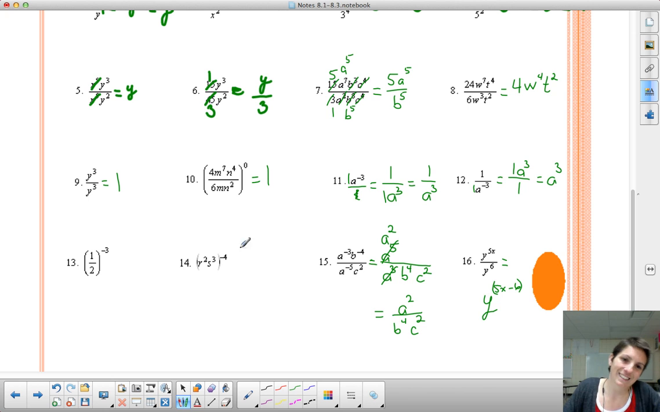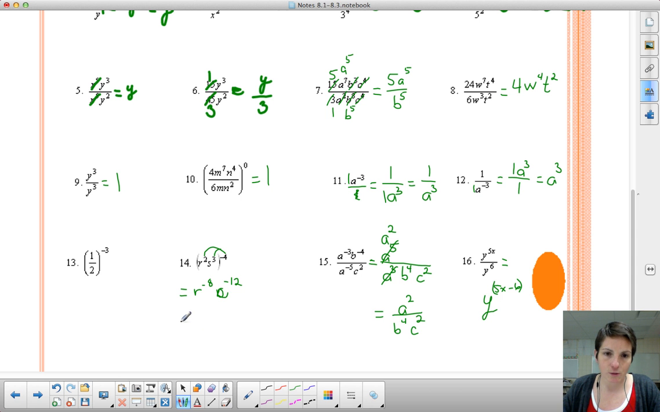All right, backtrack. Number 14. In number 14, notice here we have an entire base being raised to the negative 4th power. There are 2 really good ways to do this. Most often we apply power to a power first, so that we end up with r, remember, keep your base and multiply exponents. So there are 2 bases, so there will be 2 multiplications. R to the negative 2 times negative 4 is r to the negative 8, times s to the negative 12.